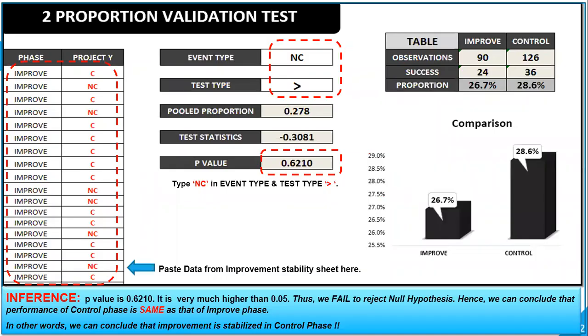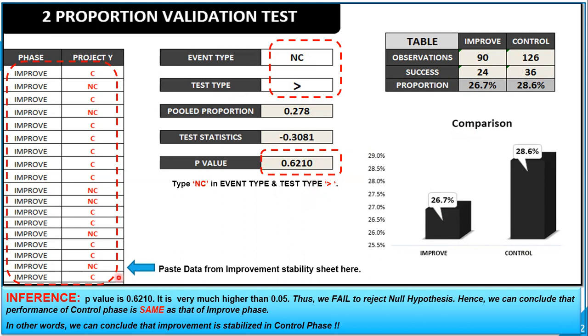This is the snapshot of the two proportion validation test. Here we pasted the data of improve and control together, phase over here, and the project-wise C and NC PT non-compliance over here. Once that is done, we need to ensure that event type is capital NC, and in test type, we'll choose the drop down of greater than sign. Once that is done, we get this graphical representation. We'll get this table as well, and importantly, we'll also get this p-value, which is 0.6210, and this is greater than 0.05, and that is what we wanted.